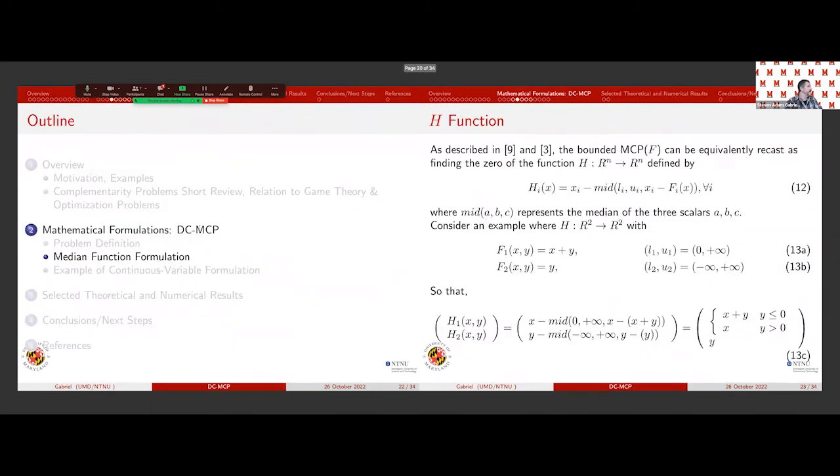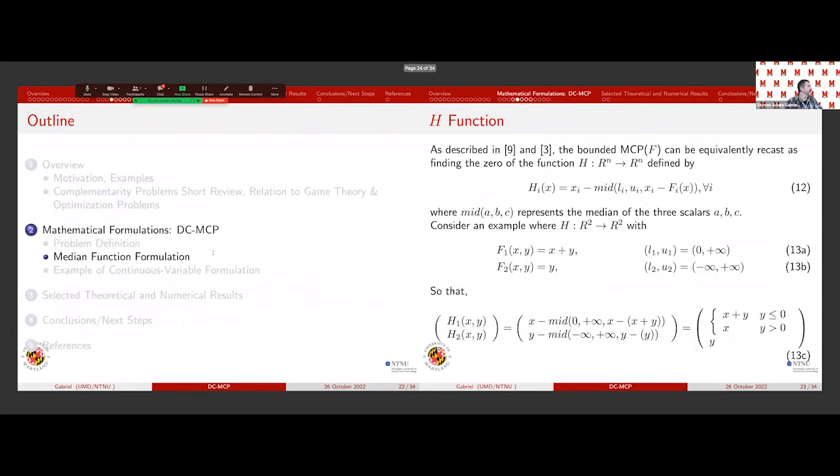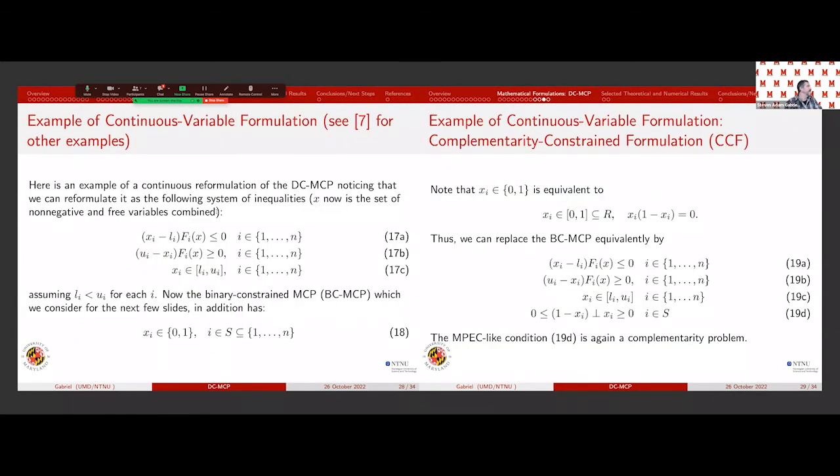We're trying to recreate these conditions, the bounded mixed complementarity problem, so you can re-express that with the following set of inequalities. You can look at Xi minus Li times Fi, and that whole thing has to be less than or equal to 0. Then Ui minus Xi times Fi has to be greater than or equal to 0, and X is between the lower and upper bound. Of course, these are non-convex inequalities because you have the product of variables and so on. But just re-expressing it symbolically like that is sort of what we did.